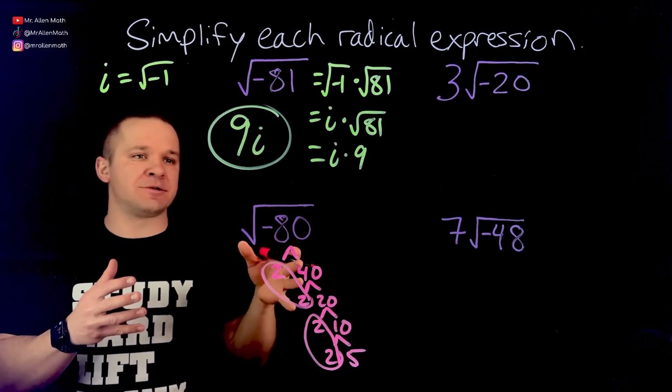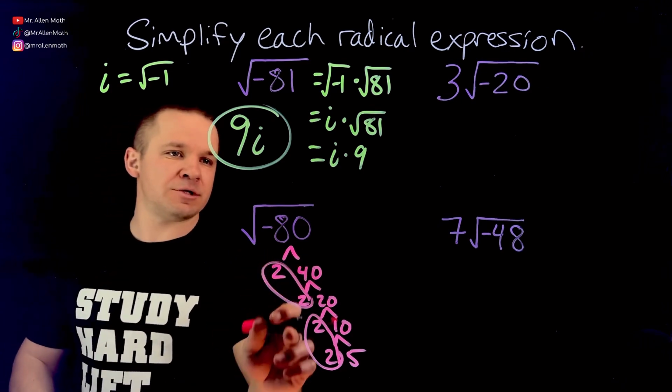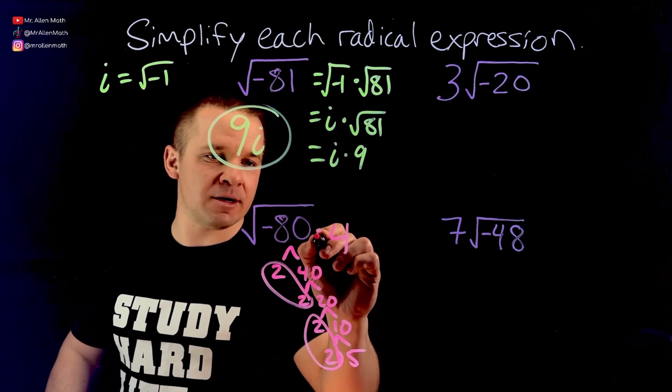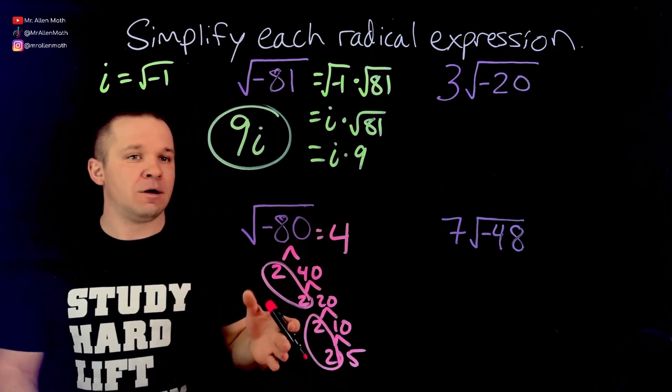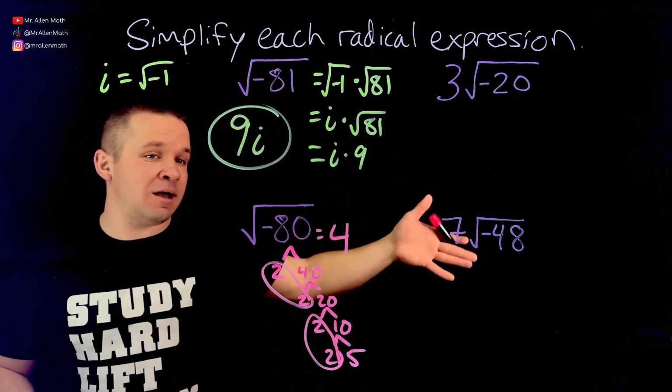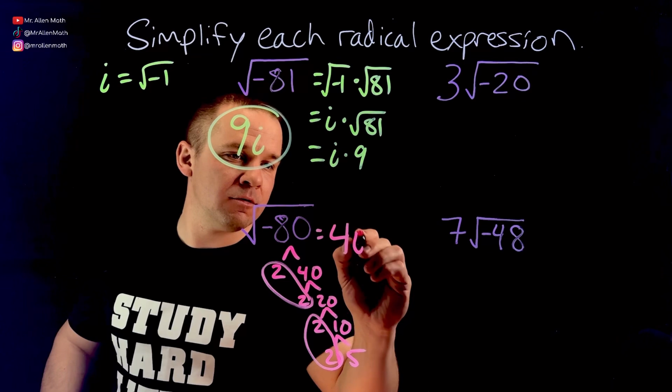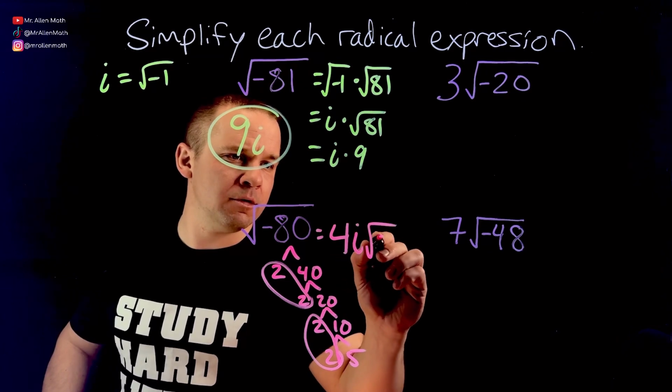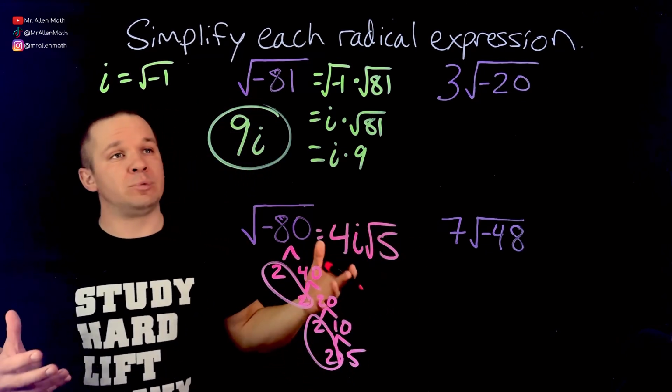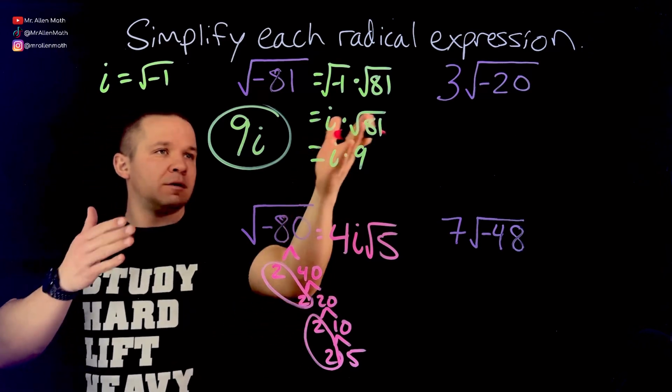So how's this final answer going to work? Well, I got 2 times 2. It's 4 is going to come out, so equals 4. I have the 5 is going to stay in, but that negative will come out as an i root 5. Beautiful. All right. Next one up here.